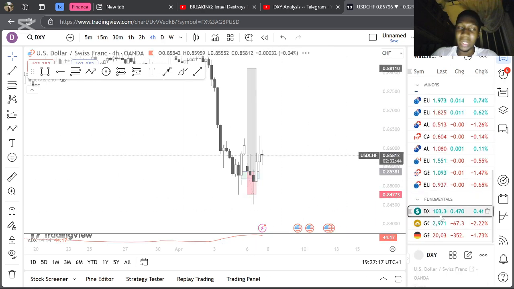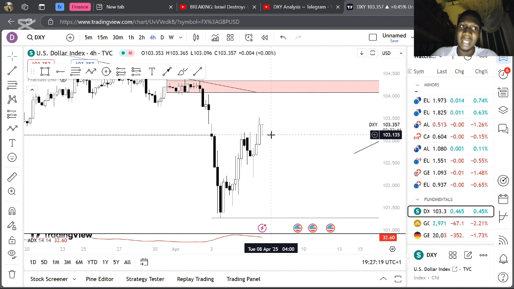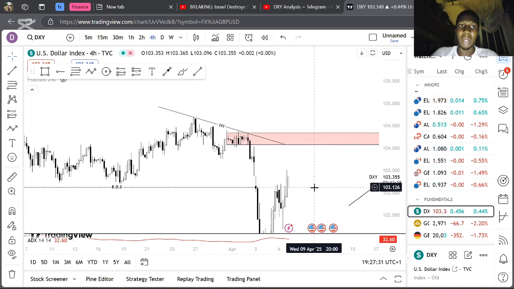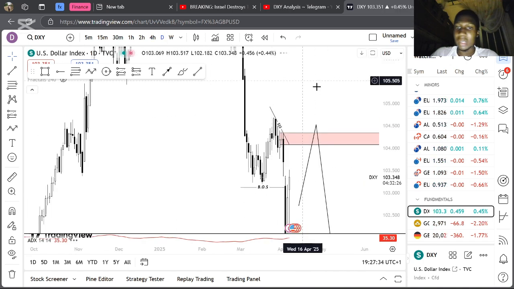So you can see the importance of analyzing this DXY, because it lets us have an idea of where the crosses of the dollar on other pairs are going to go. So this is my analysis for it.